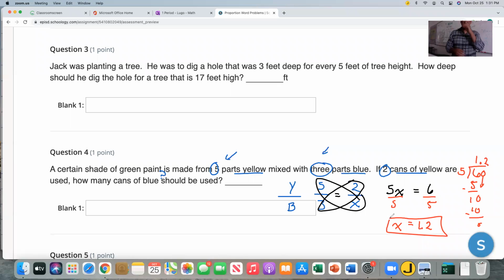You always write down the ratio in words. You always write down the ratio that is given to you, and then you start building the second ratio with whatever other information you have. Make sure that it's lined up in the right spot.